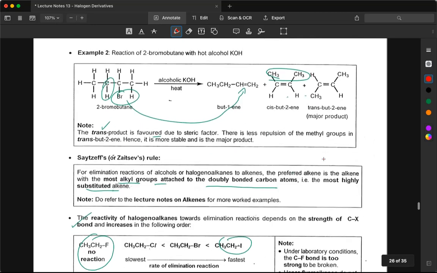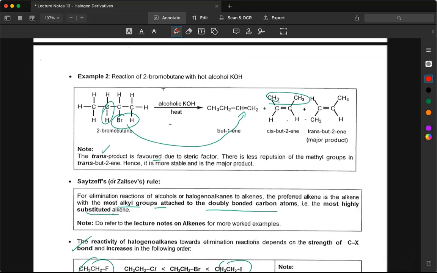So looking at the reaction of 2-bromobutane with hot alcoholic KOH. Okay, we form but-1-ene as well as cis-but-2-ene and trans-but-2-ene.